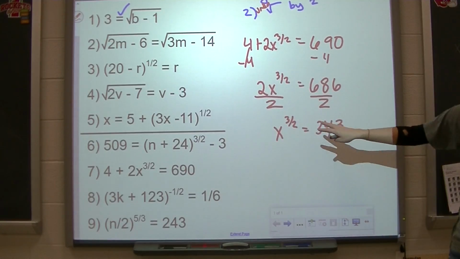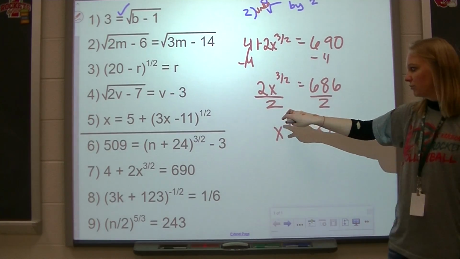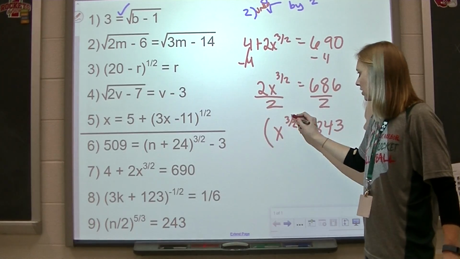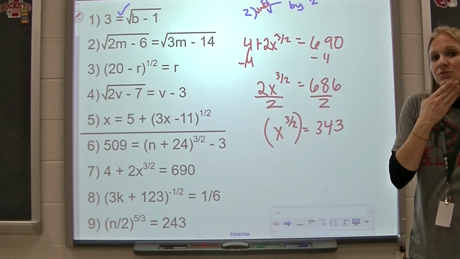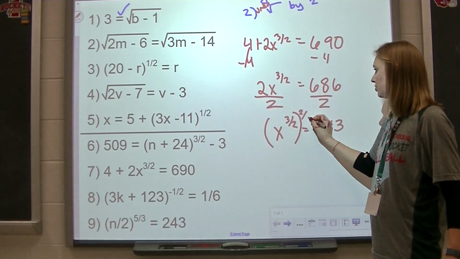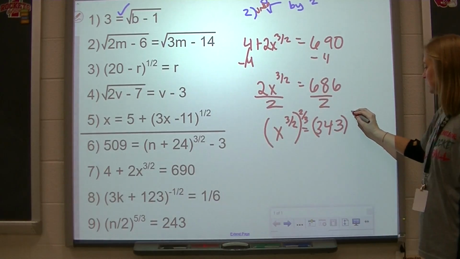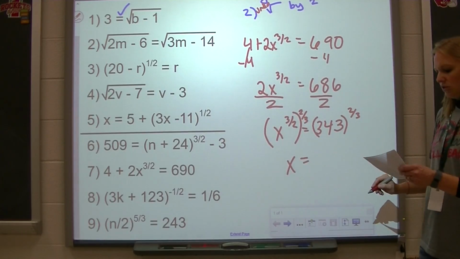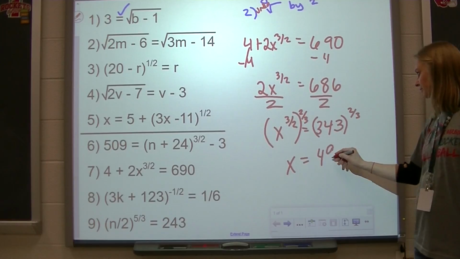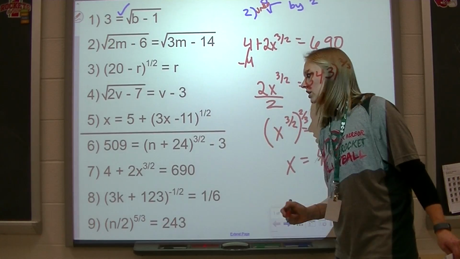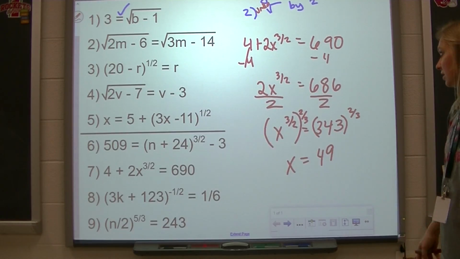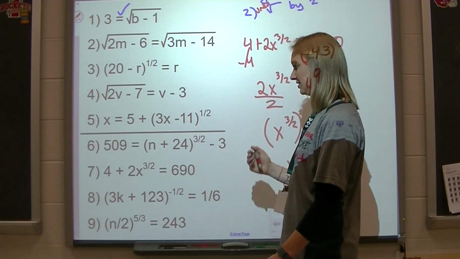Now my group that's raised to the power is isolated, so I have to figure out what I need to multiply that by to make it 1, and it's the reciprocal, so 2/3. And then I need to take 343 to the 2/3 power, and doing so I get 49. So I can check this, plug 49 in. 49 to the 3 halves power equals whatever number, multiply that by 2, gives us 686, add 4, gives us 690.